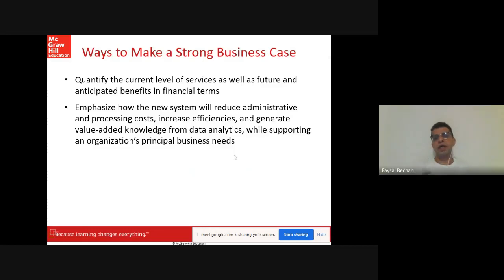So, to make a strong business case, you need to qualify the current level of service as well as the future, and anticipate the benefit in financial terms when you select the software. Emphasize how the new system will reduce administrative and processing costs, increase efficiencies, and generate value-added knowledge from data analytics when you analyze the data, while supporting an organizational need. So how you can do this, you need to look at these things very carefully.